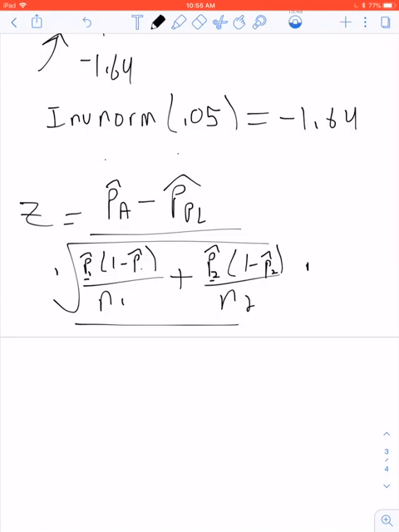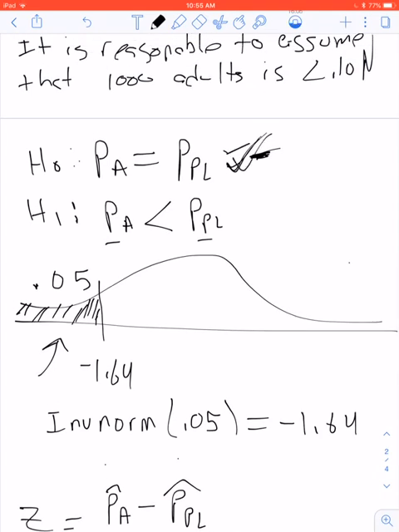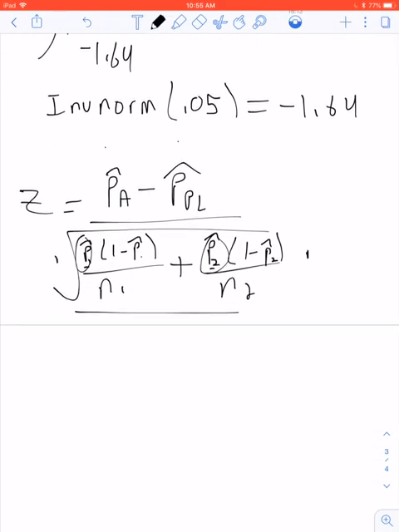Essentially, what they're trying to say is because we don't know these true values, instead of replacing with p1 hat and p2 hat, or p A hat and p PL hat in our case, we can't put those values in the denominator, because we're running the test assuming that these two values are the same, but because we don't know if these two values are the same, we don't know what they are. So instead, we're going to pool all the data together and we're going to use that common value in the denominator. So what does that look like?